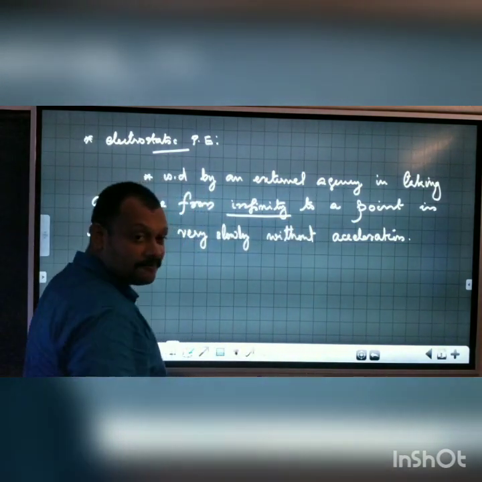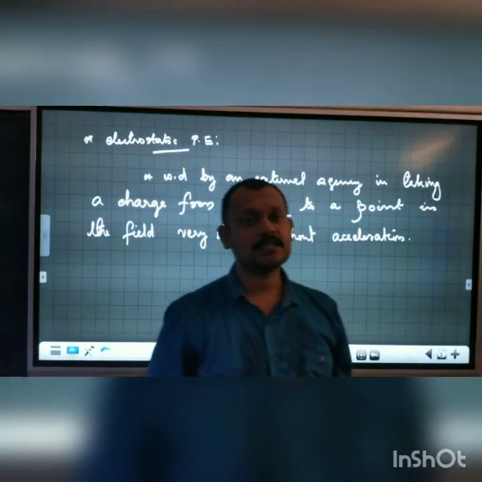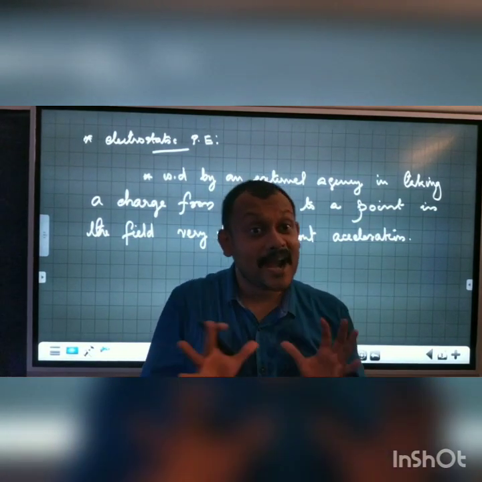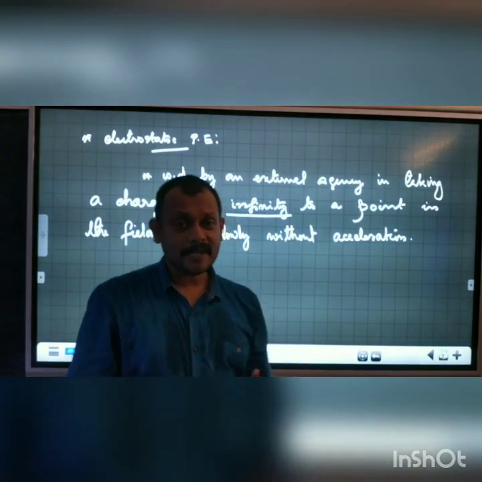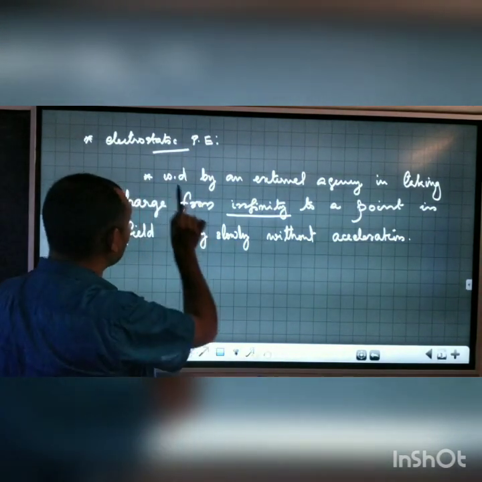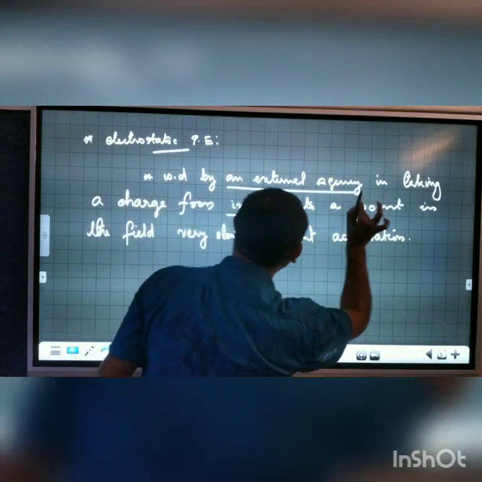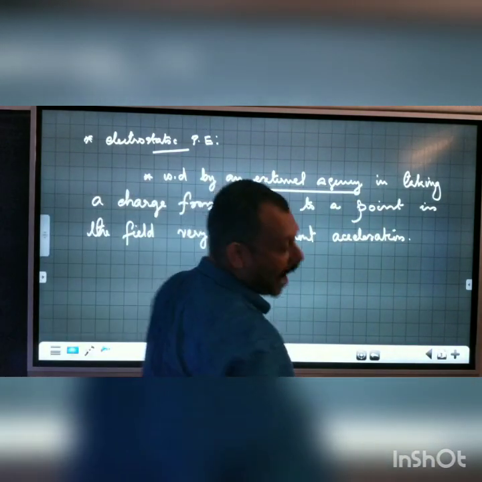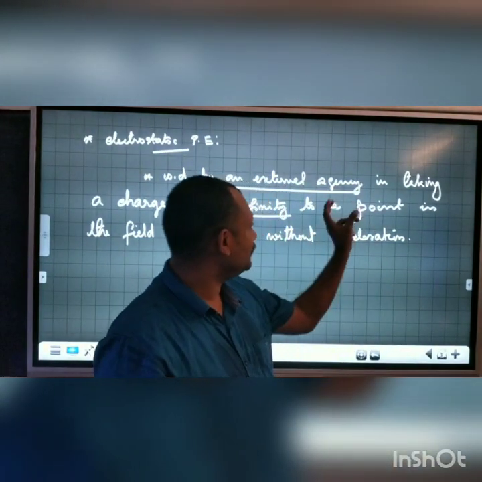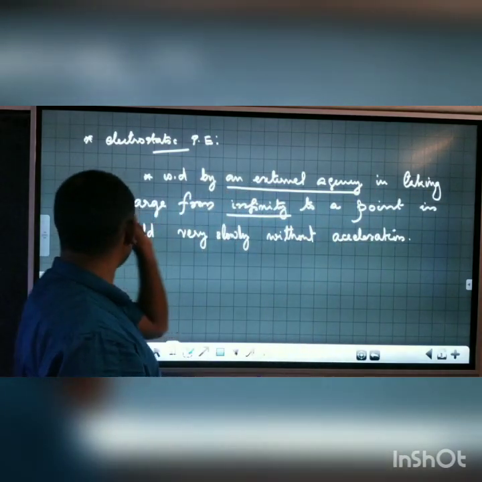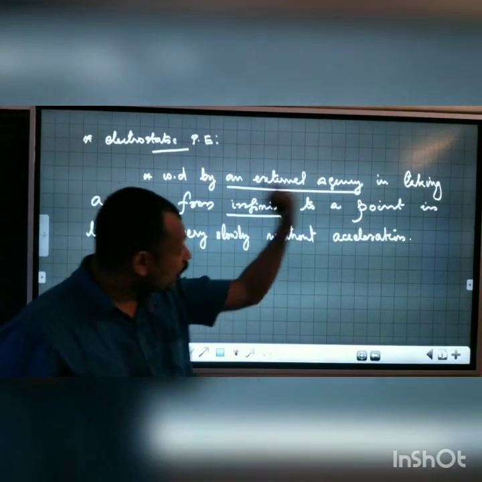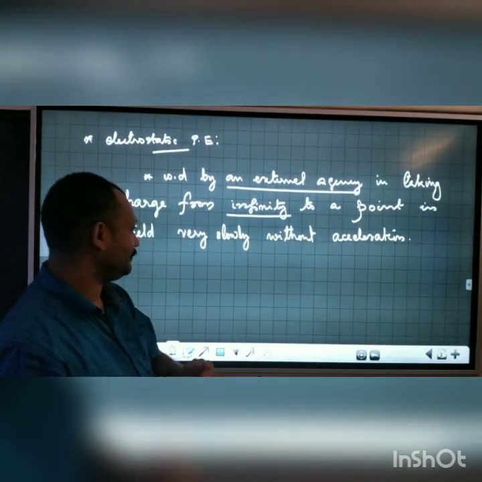What do you mean by the term infinity? Infinity means something which we cannot catch, or it is outside the field. So infinity means a point outside the field. So what is electrostatic potential energy? It is a work done. Be careful, work done by an external agency in taking a charge from infinity to a point in the field.